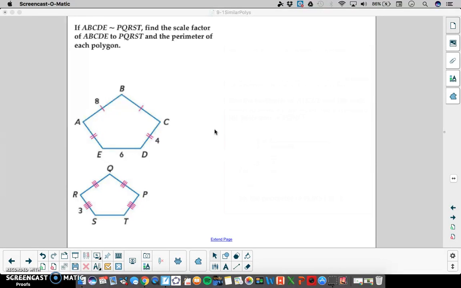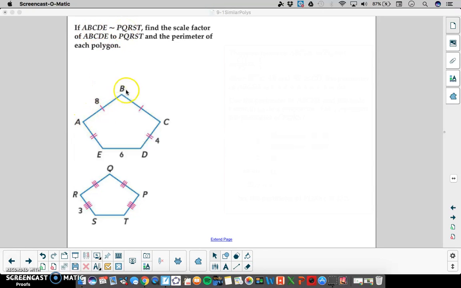In this example, we have two polygons that we're going to find the scale factor for, and then the perimeter of each polygon. We know the scale factor of the perimeters should be the same as the scale factor for the sides. So we first need to find the scale factor for the sides. So in order to do that, I need to match up two pieces to form that ratio for the scale factor. Notice that in the names we have A and P that are the first letter. That means those points or those vertices are going to match or be corresponding. So A is corresponding to P, B is corresponding to Q, and so on and so forth.